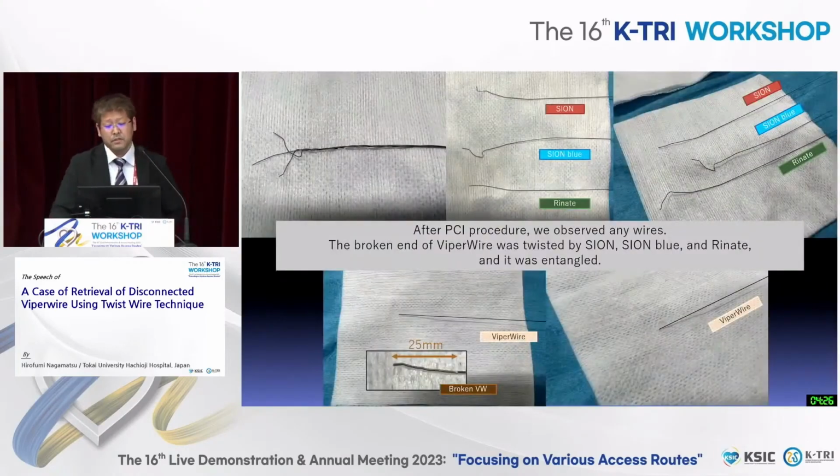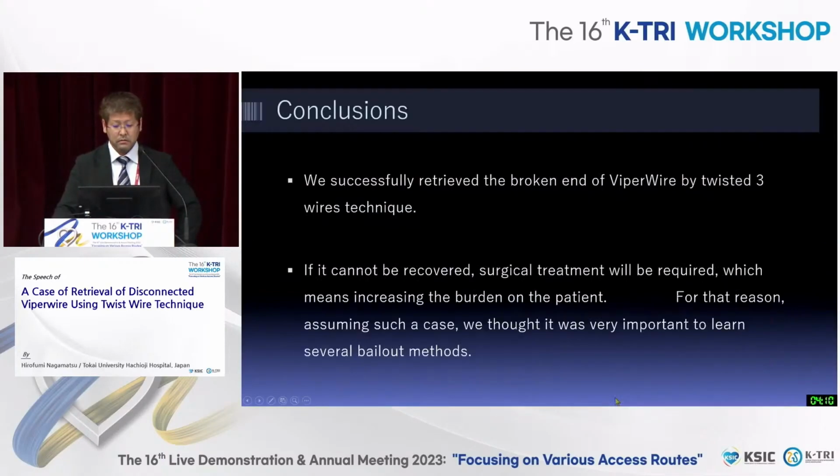After the PCI procedure, we observed the retrieved wires. The broken end of the ViperWire was twisted with the Sion Blue and Runthrough, and it was entangled. This is the broken end of the ViperWire. We successfully retrieved the broken end of the ViperWire by the twisted 3 wires technique.